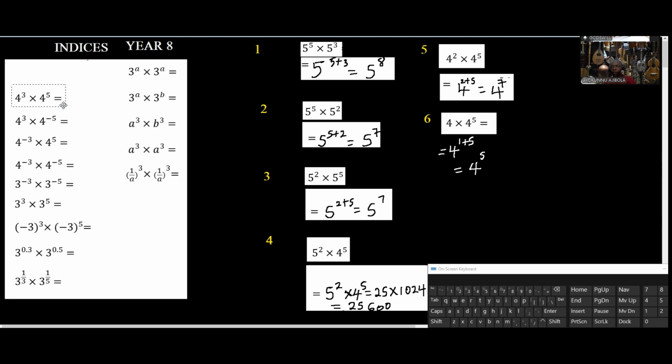Yes, sir. So to the next one, which is the same approach unless we encounter something different. So let's see, that's number 7. For number 7, we have 4 and 4. So that is the same 4, but 3 plus 5. That would be 4 raised to power 8.